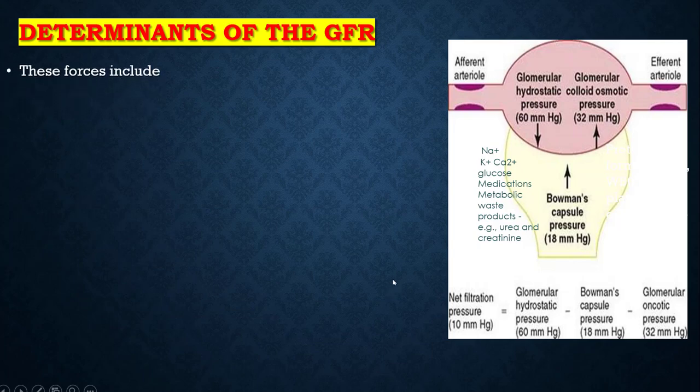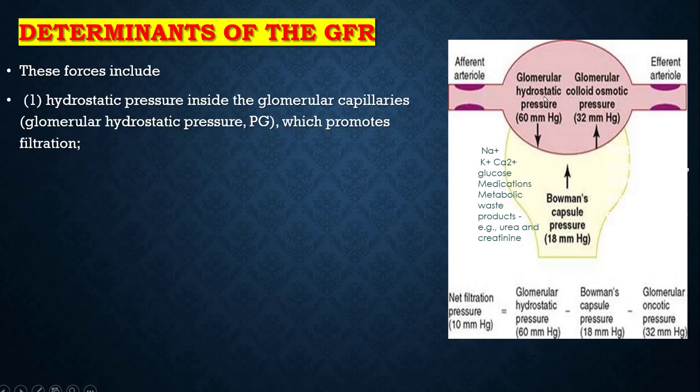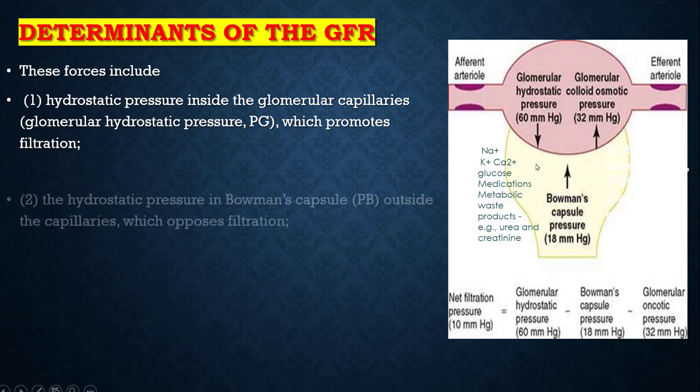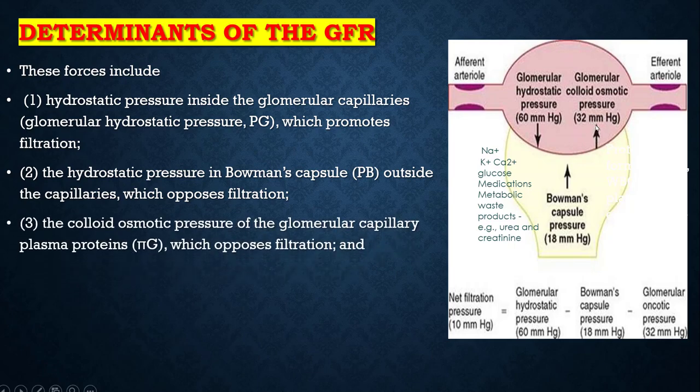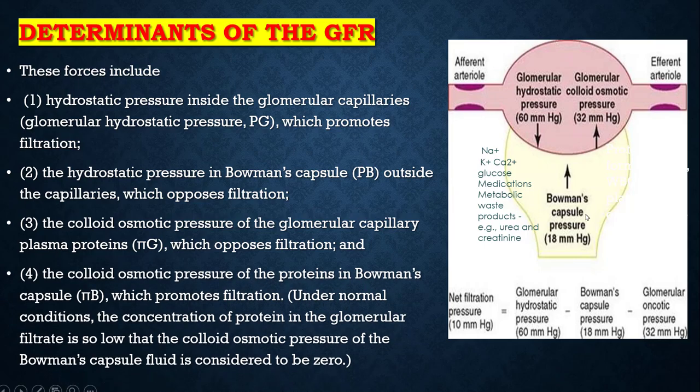Determinants of the GFR. These forces include the hydrostatic pressure inside the glomerular capillary, glomerular hydrostatic pressure Pg, which promotes filtration; the hydrostatic pressure in the Bowman capsule outside the capillary, which opposes filtration; the colloidal osmotic pressure of the glomerular capillary plasma protein, which opposes filtration; and the colloidal osmotic pressure of the protein in Bowman capsule, which promotes filtration.